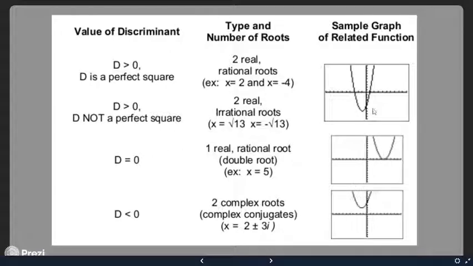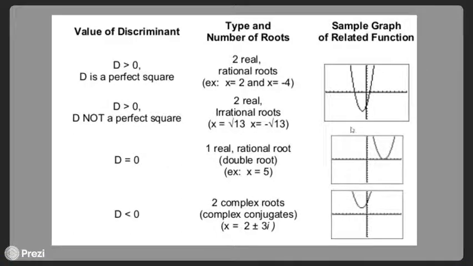It won't cross on through like the graph is doing up here. And when the graph is bouncing off of your zero, that is called being tangent at the zero. That's the proper way to say it.